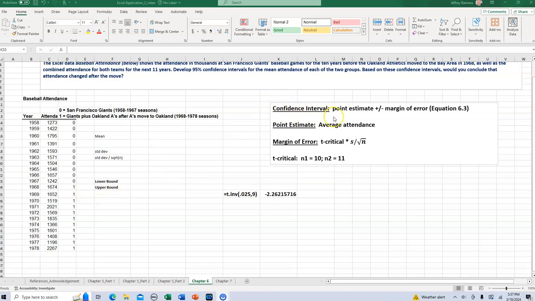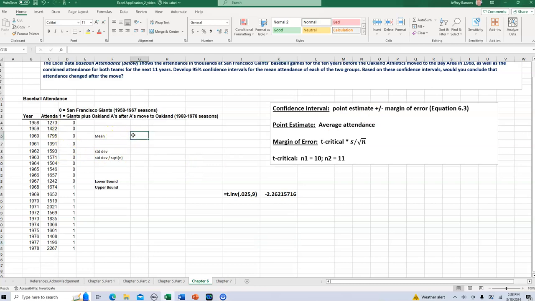Just as a reminder, the confidence interval construct is always going to be the point estimate plus or minus the margin of error, whether that's a sample mean or a proportion. That is always going to be the construct. The only thing that changes is the point estimate, a sample mean versus a sample proportion, and there's a bit of a difference in how we compute the margin of error. But I'm going to do this first set of data.